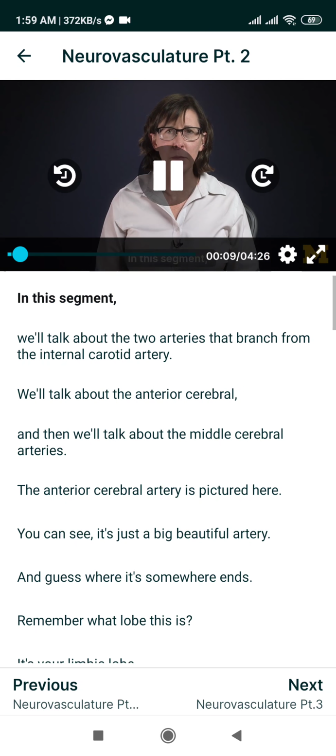In this segment, we'll talk about the two arteries that branch from the internal carotid artery. We'll talk about the anterior cerebral, and then we'll talk about the middle cerebral arteries. The anterior cerebral artery is pictured here. It's just a big, beautiful artery. And guess where it ends?